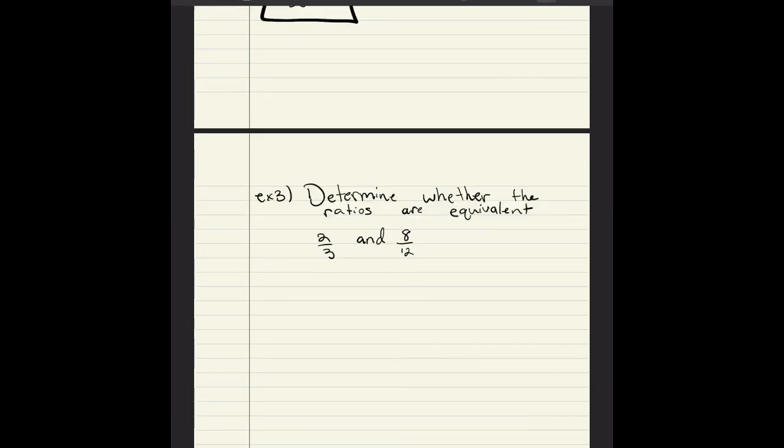All right, last example. So we need to determine whether the ratios are equivalent. So we're given the two ratios. First ratio is 2 to 3, and our last ratio is 8 to 12. So what we need to do is compare these two.